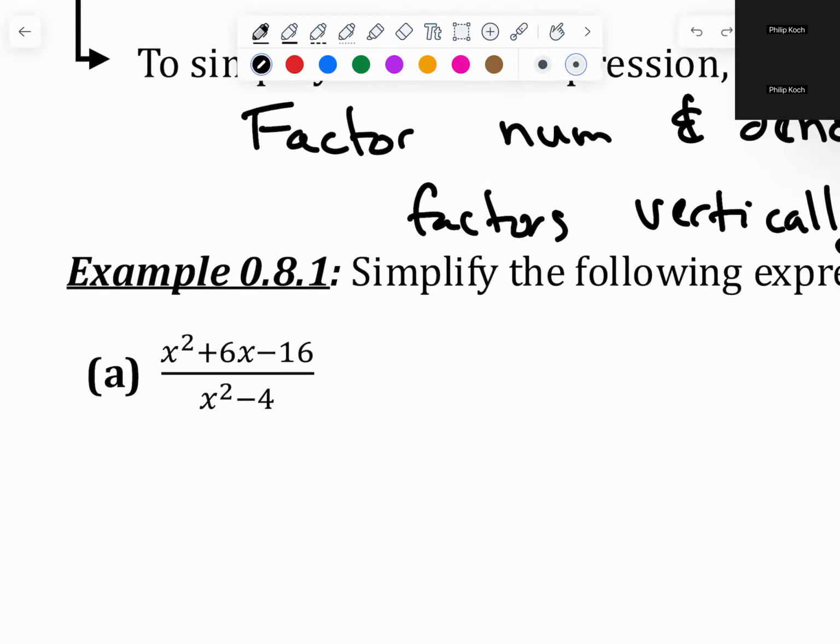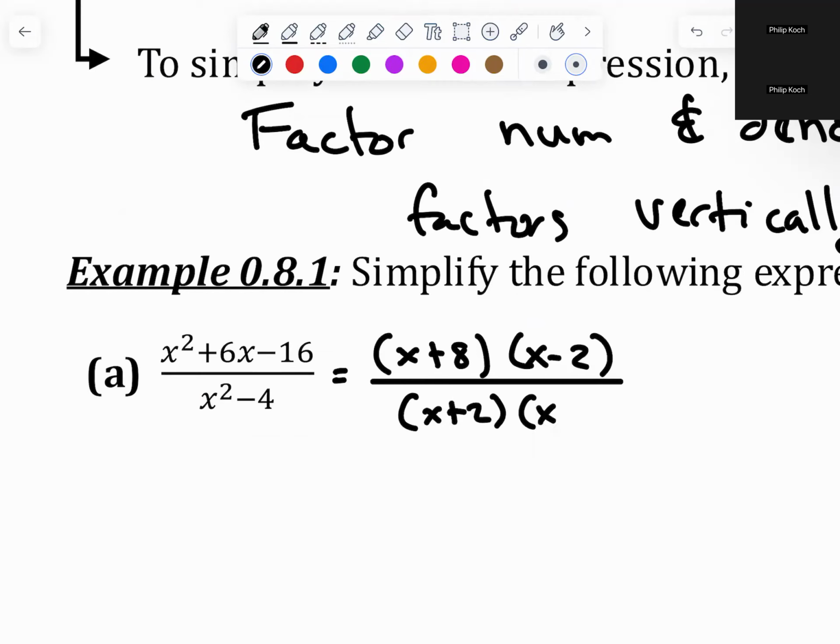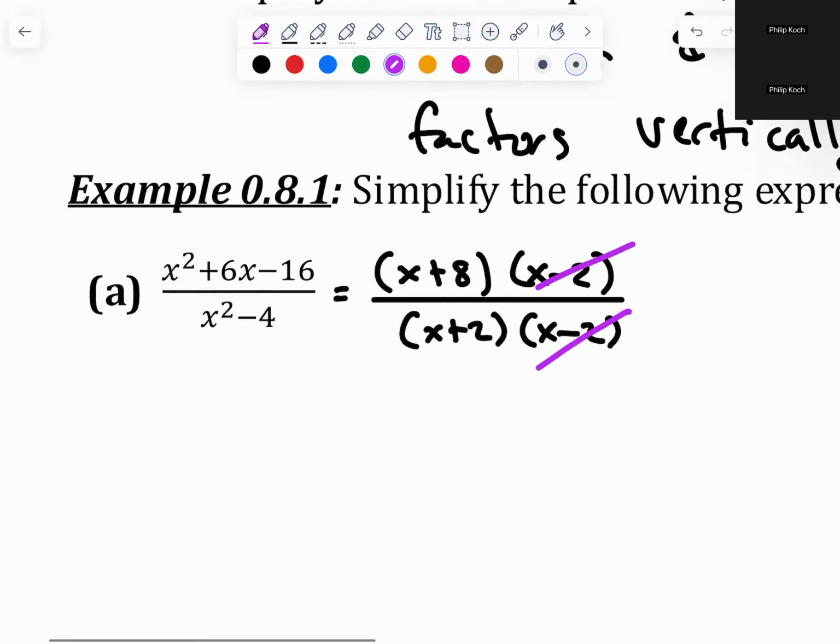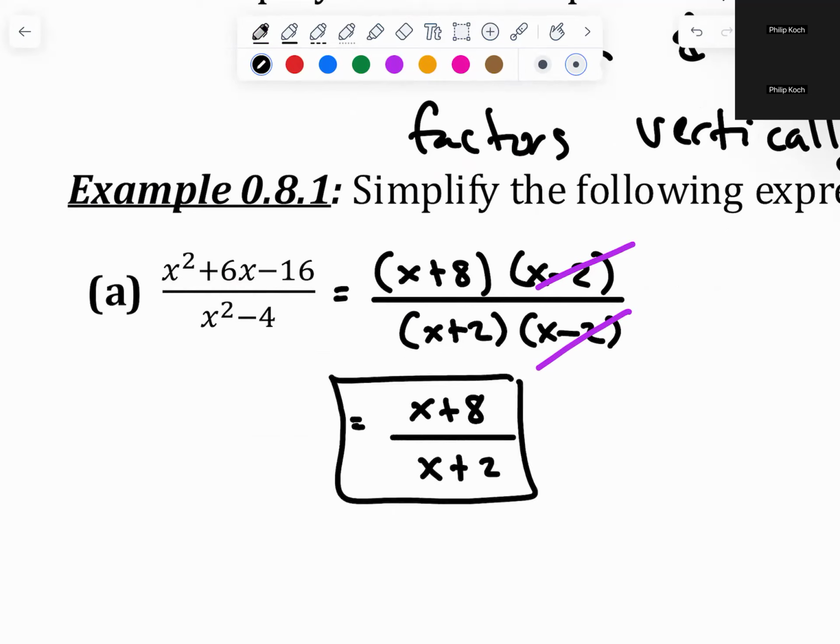And just in the interest of time, this will factor to x plus 8 times x minus 2 divided by x plus 2 times x minus 2. And lo and behold, the x minus 2's cancel, giving us x plus 8 divided by x plus 2. And that is as far as we can go. We can't reduce the 8 and the 2 because they're terms. If it was x times 8 and x times 2, we could reduce it. But right now, they're two separate quantities, so they can't get simplified any further.